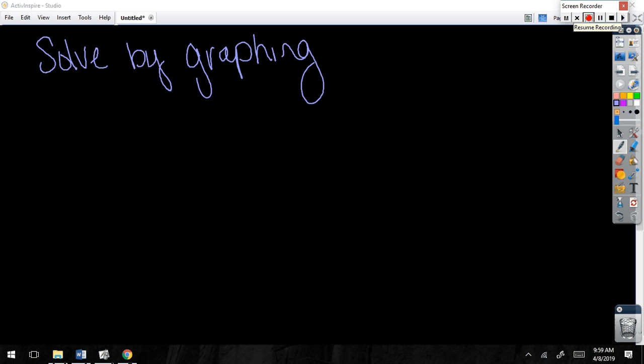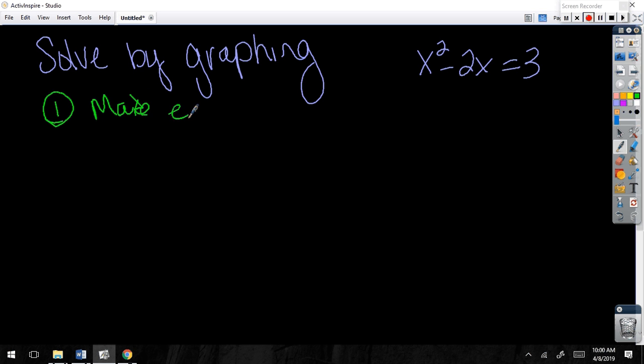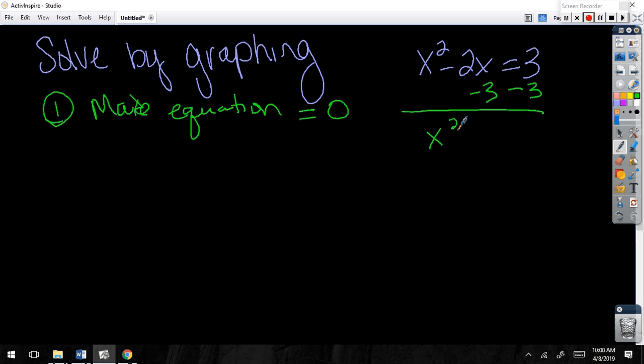Here's what we're going to do. The first thing, let's say I have x squared minus 2x equals 3. My very first step is to make the equation equal 0. I would subtract 3 to make it equal 0. So I get x squared minus 2x minus 3 equals 0.